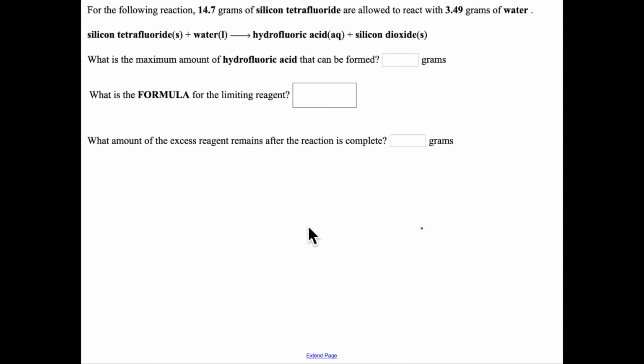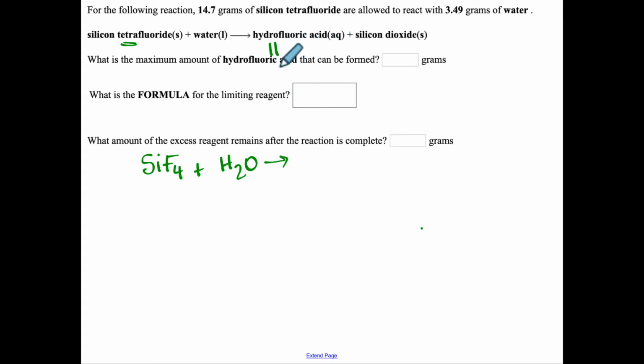Okay, here's an example of a limiting reactants problem. So the first thing we have to do is write this into a chemical equation. So silicon tetrafluoride is SiF4. The tetra prefix stands for 4. And water is H2O. And then hydrofluoric acid.